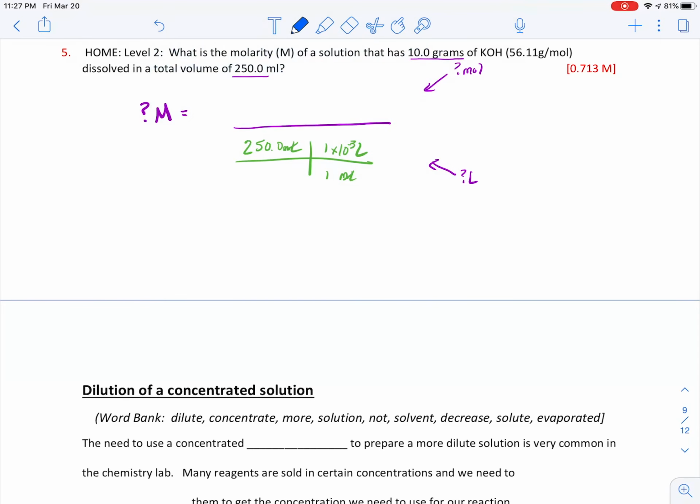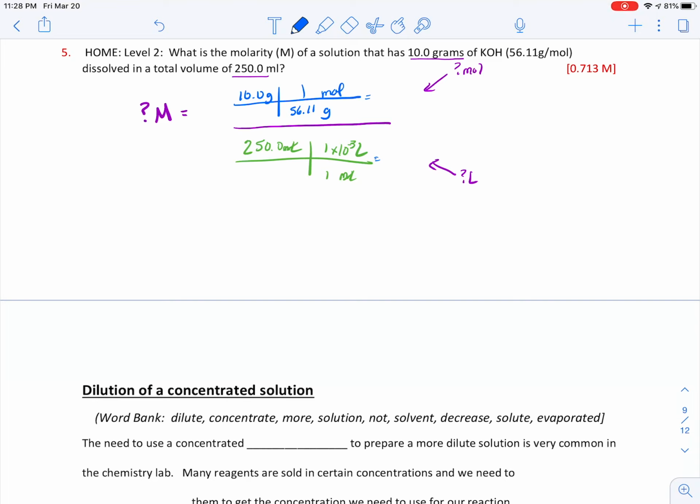My liters again, sorry, I've got my liters. And then I'm going to grab blue and do blue top. So here I've got 10.0 grams. And then I'm going from grams into moles. So 56.11 and 1 mole.